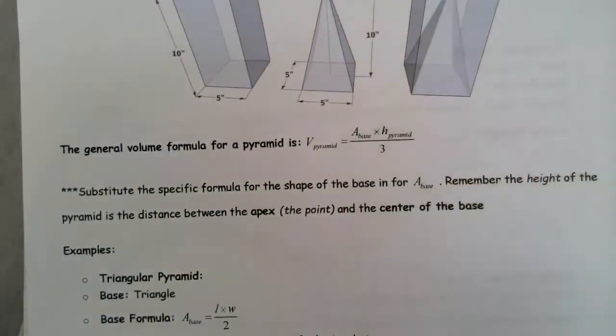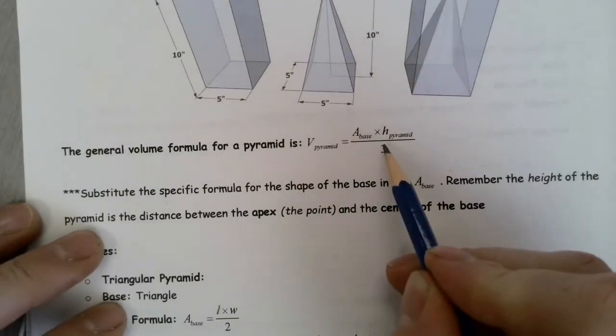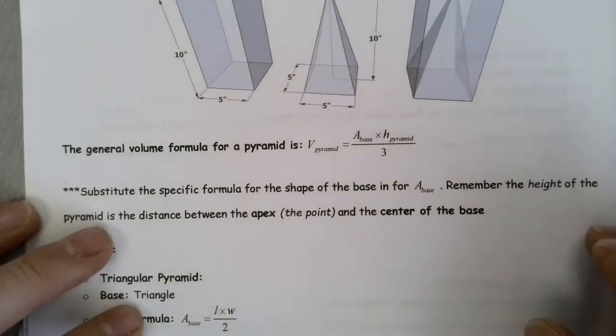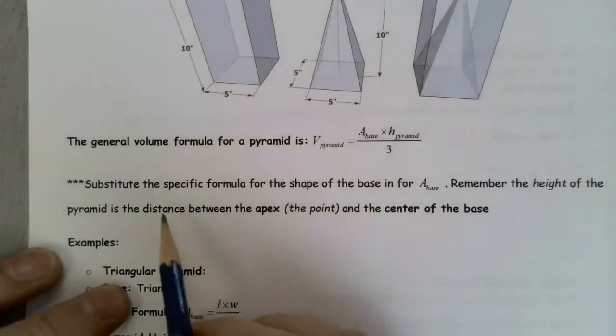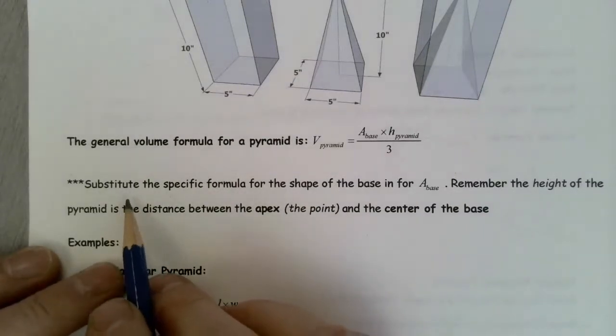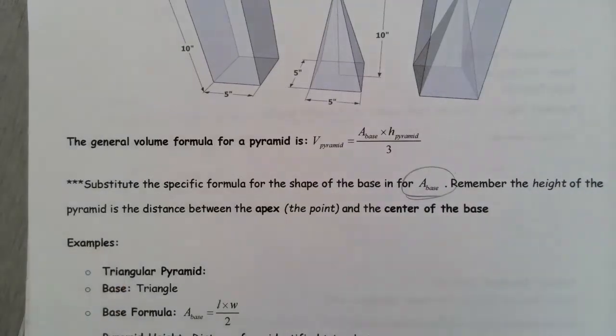It's interesting to me that it's such a nice divisor. We take the volume of the prism and simply divide by 3. That couldn't be more beautiful. What we're going to do is substitute in the specific formula for the shape of the base, because the base of the pyramid could be a square, a rectangle, a triangle, a polygon, it could be anything.